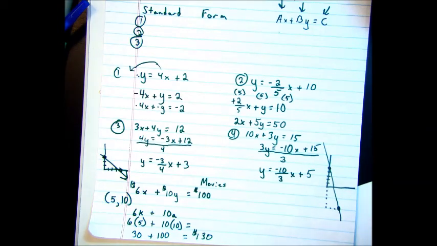Now, could we find the slope another way? Of course we could. We could pick 2 points and do a rate of change. Okay? Or we can do it the easy way and convert it from standard form to slope-intercept form.